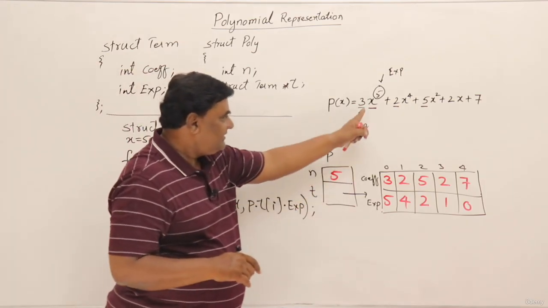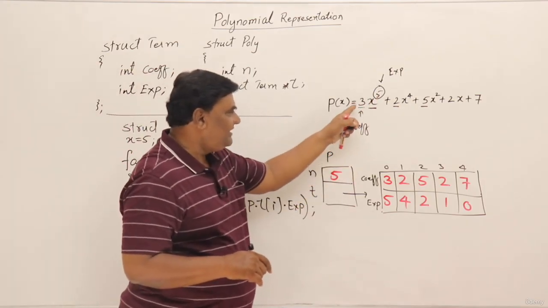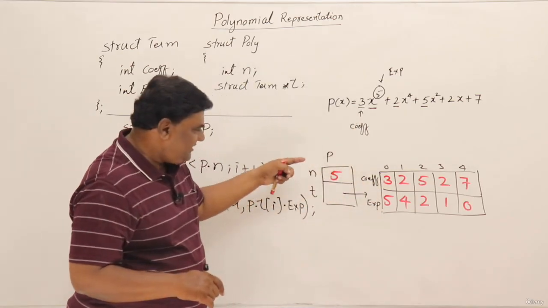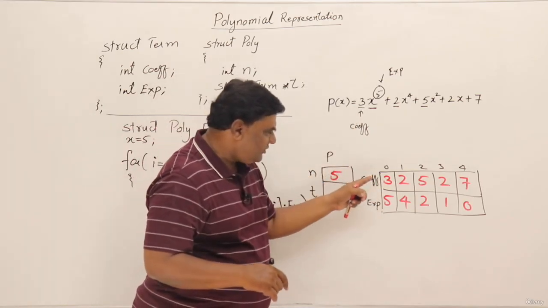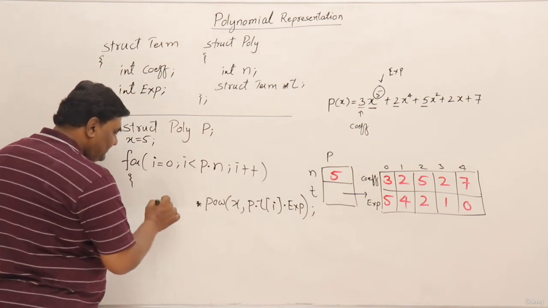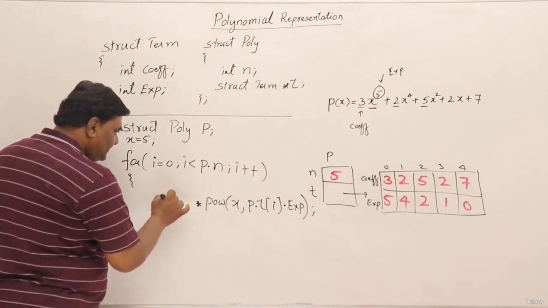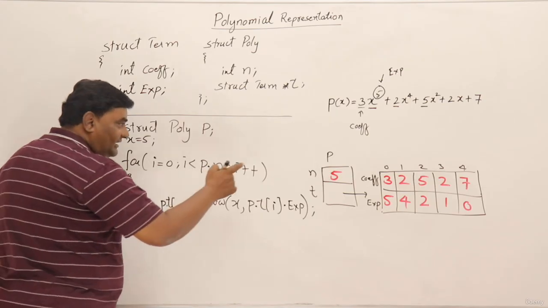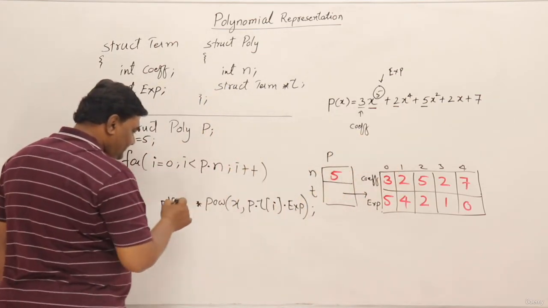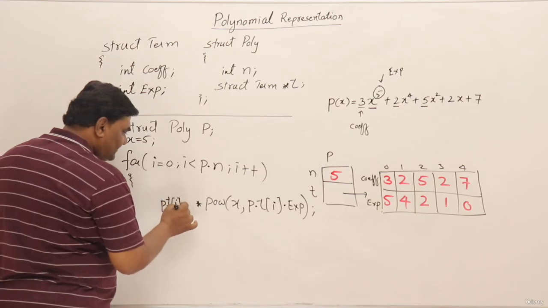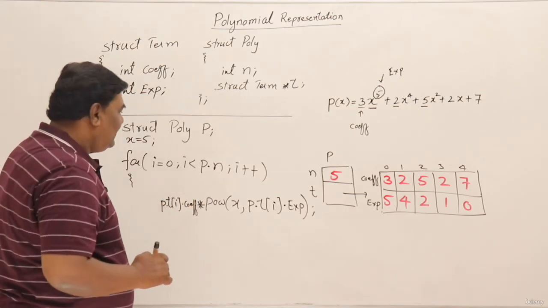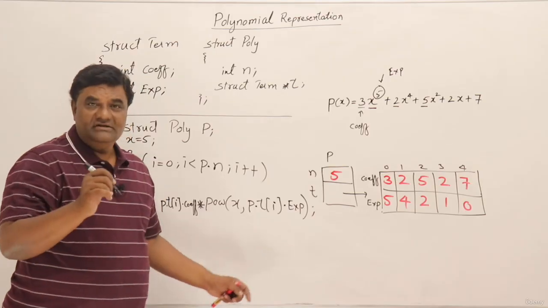So we got x power 5. Then that should be multiplied with this coefficient. So this coefficient is p.t of 0 dot coefficient. After 0 I have to go on to 1, 2, 3 and so on, so let us call it i dot coef. So this is multiplied with the coefficient. This will be for just one term.